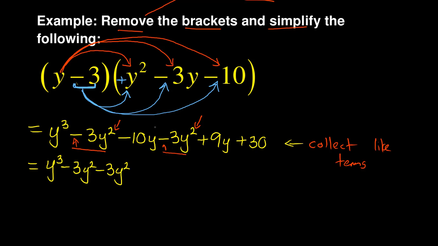The one to do with the y, so you can see that I've got minus 10y plus 9y. I'm going to bring it together as minus 10y plus 9y. So you see that the number moves with the sign. The sign is the one that is before the number. So whatever sign you have before the number, it moves with that number. And then after that, the last part I have, you can see I have only one number, which is plus 30.